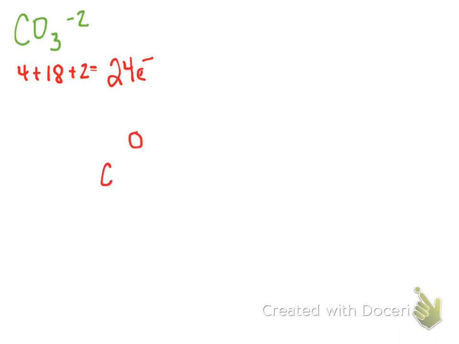We're going to look at first carbonate, which is CO3 2-. Okay, so carbonate would have 4 plus 18 plus 2. Right? You know where that 2 is coming from? The charge, that's right. So that gives me, I think, a total of 24 electrons. Would you agree with that? Okay. So my skeleton should look something like this. C-O-O-O.